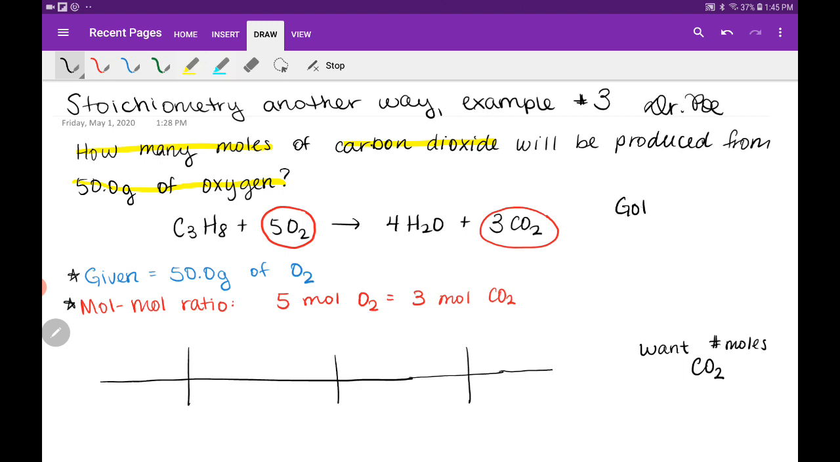I'll just remind us of our goals. Goal number 1, we want the number of moles of the given. And goal number 2, we want to get the number of moles of the given so that we can use the mole-mole ratio.